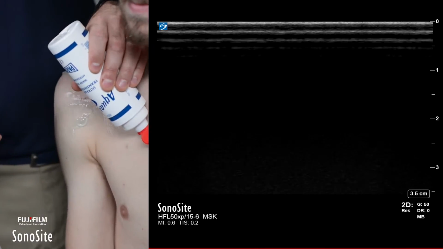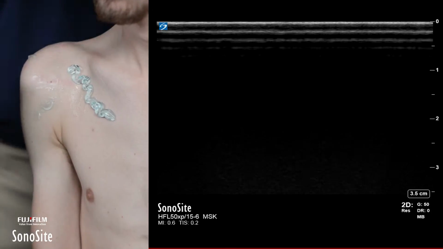Next thing I want to do is take a look at the pectoralis minor muscle. This is something that you sometimes don't see in standard shoulder protocols, but I actually think it should be part of one. It's a really common cause of shoulder pain.